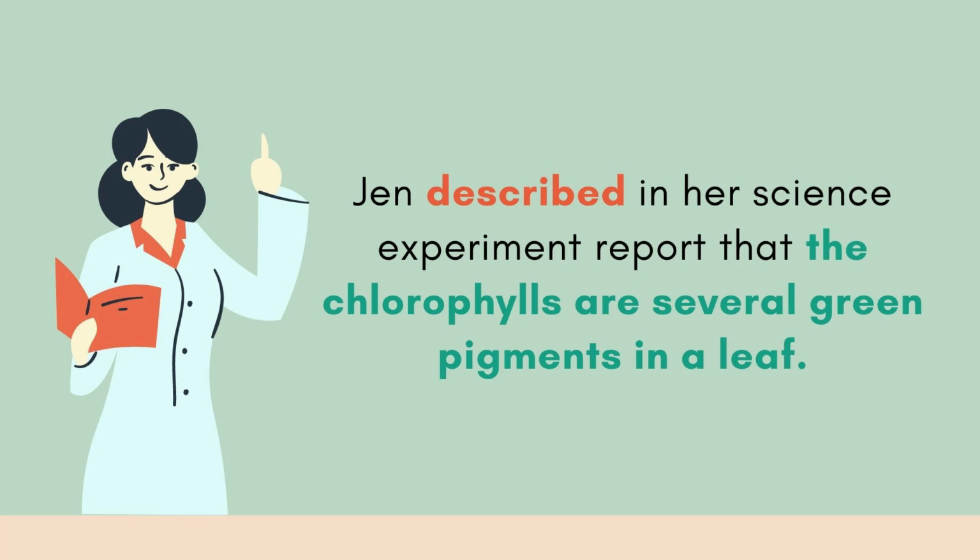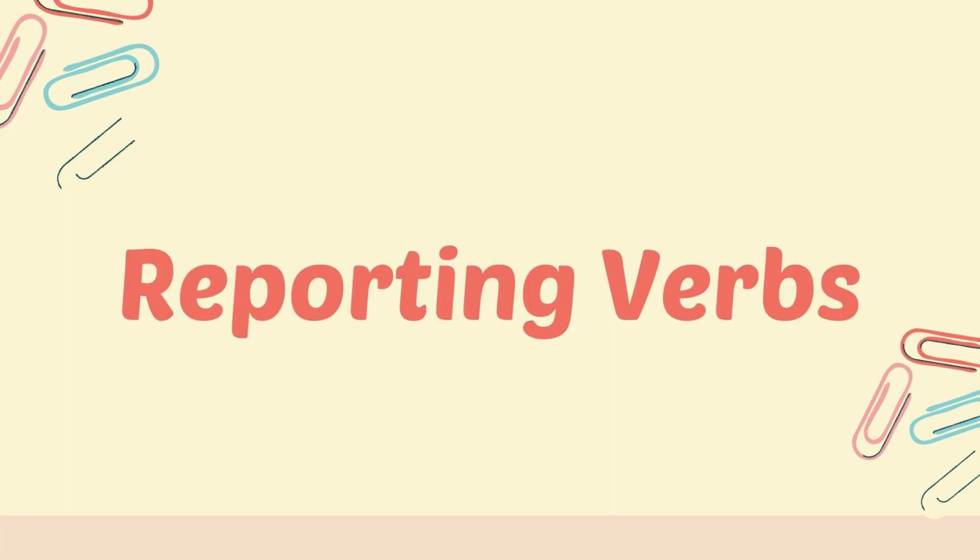Now let's observe this sentence. If you've noticed, it explains what happened in the previous scenario, right? Now let's look at the highlighted words. The highlighted word "described" is an example of our lesson for today, which is reporting verbs.